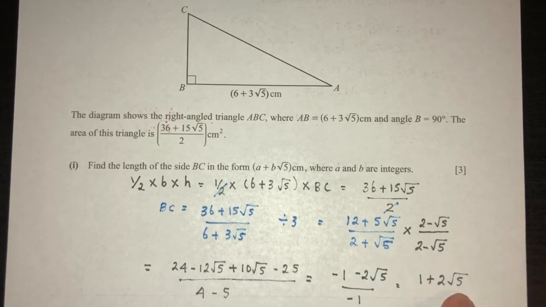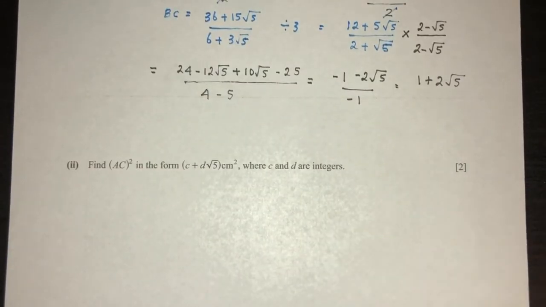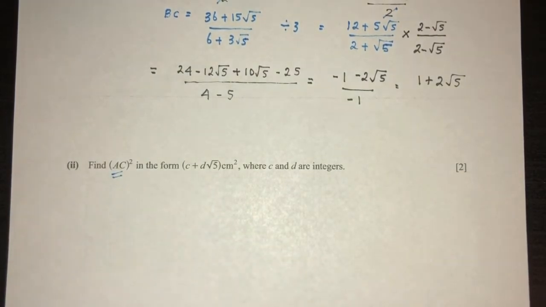Okay, this is your answer in terms of this, where A and B are integers. That will be part 1. Now for part 2, find AC square in the form of this.